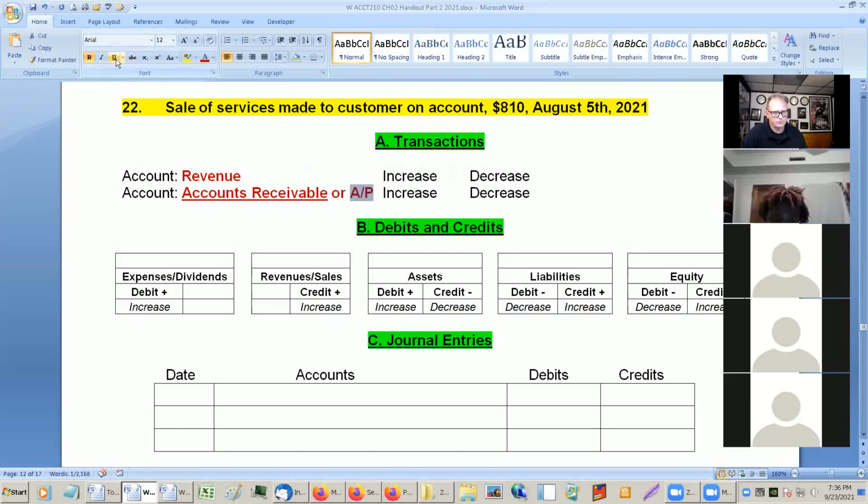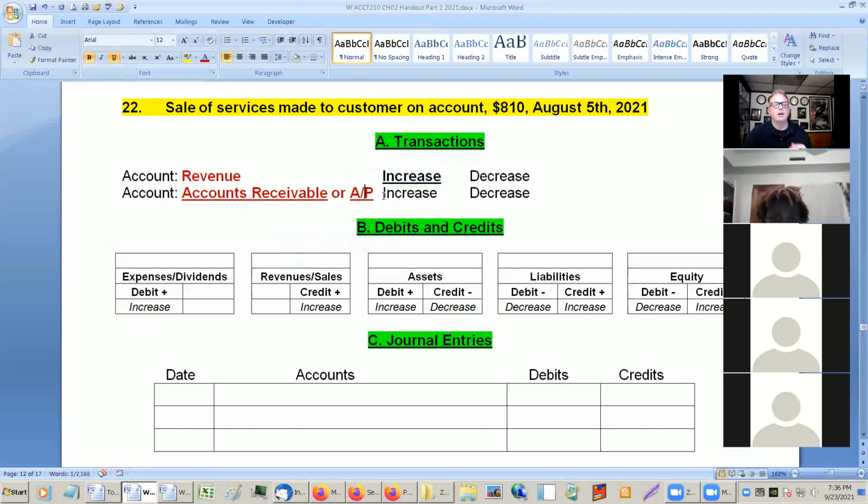So they both increase. Truthfully, once we get to this, we don't even really have to know whether it's an increase or decrease. It's revenues, credit. You could actually make the journal entry without even knowing if it goes up or down. They're always going up, so it's always going to be a credit. But this is going up.